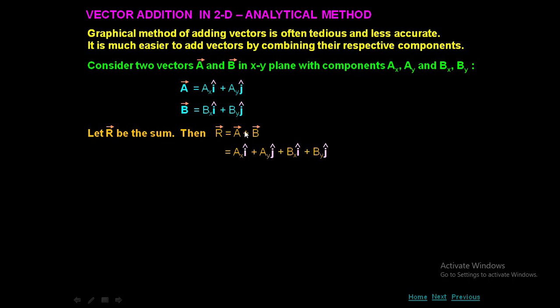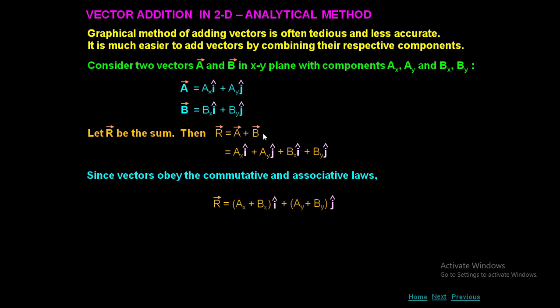If you substitute the values of A bar and B bar in this expression, since vectors obey the commutative and associative laws, R bar is equal to, if you take common here, i cap (Ax plus Bx) plus j cap (Ay plus By). Since R bar is equal to Rx i cap plus Ry j cap, where Rx and Ry are the components of R bar along the x and y axis, in place of Rx you have Ax plus Bx, and in place of Ry you have Ay plus By.